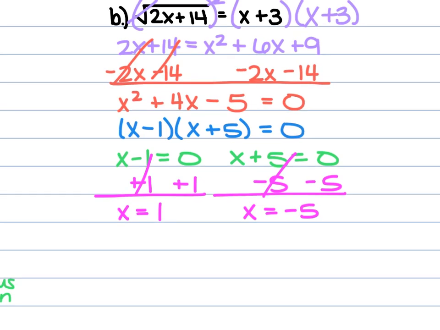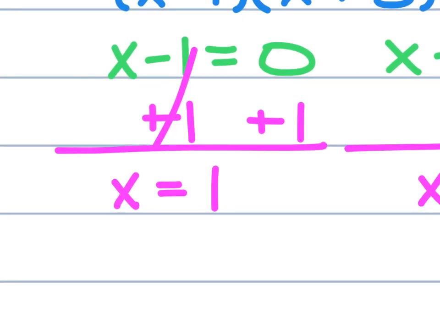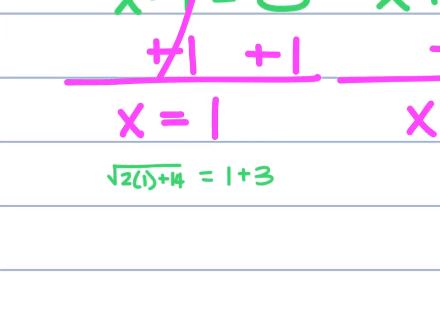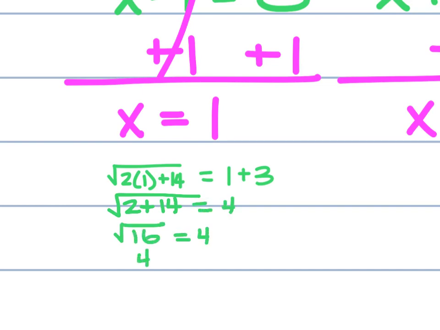Check them both. So with the 1, we're going to have the square root of 2 times 1 plus 14 is going to be equal to x plus 3, which is 1 plus 3. So 2 times 1 is 2. 2 plus 14 is 16. The square root of 16 is 4. 1 plus 3 is also 4. So that x is equal to 1 is a solution.